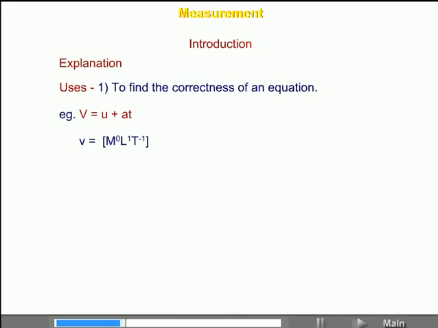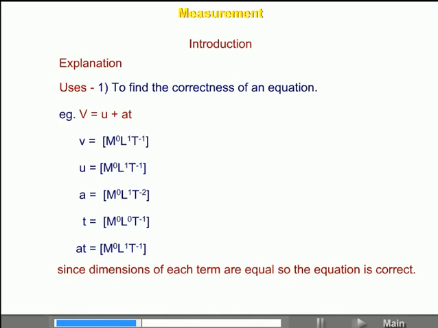v is equal to M raised to 0, L raised to 1, T raised to minus 1. u is equal to M raised to 0, L raised to 1, T raised to minus 1. a is equal to M raised to 0, L raised to 1, T raised to minus 2. t is equal to M raised to 0, L raised to 0, T raised to 1. at is equal to M raised to 0, L raised to 1, T raised to minus 1. Since dimensions of each term are equal, the equation is correct.